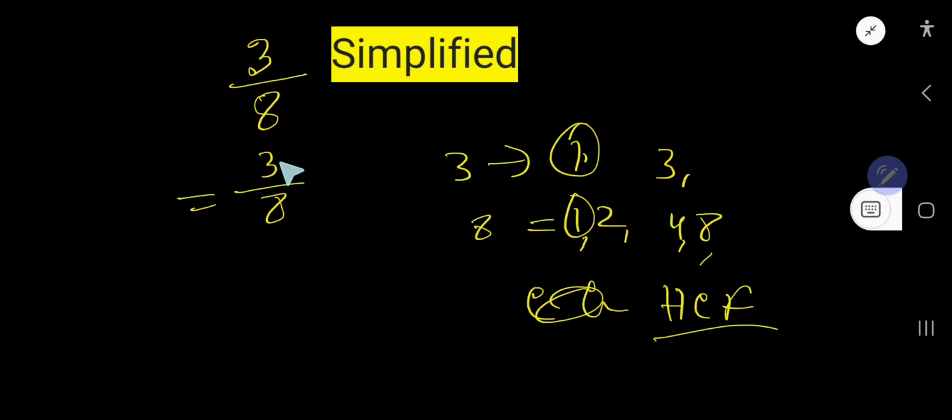If you divide both numbers by 1, the result is the same, 3/8. So 3/8 is already simplified. You have nothing to do.